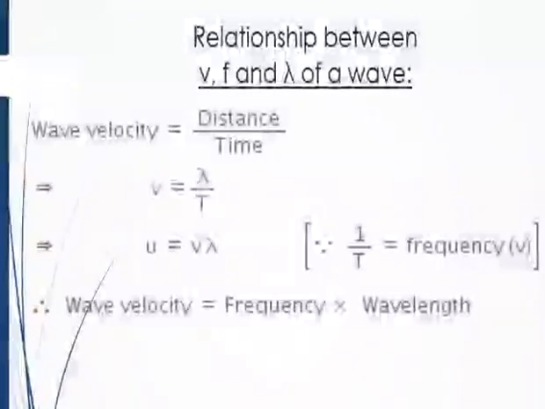We know velocity is distance traveled divided by time taken. Suppose a wave travels a distance, say lambda, which is the wavelength, in time t. Then v is equal to lambda by t. Here t is the time taken by one wave. We know that 1 by t becomes the number of waves per second, and this is known as frequency, which is represented by the letter f. So we can write f in place of 1 by t.